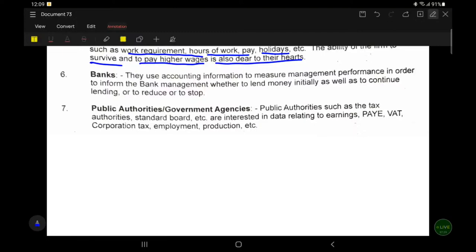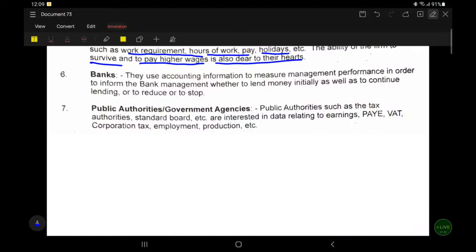So the banks also need accounting information to measure the performance of the business, and it will guide them to know how well they can lend their money in the form of a loan to the business, and as and when it is due, whether it can pay for it. These are the things that the bank looks out for from the accounting information, because this will give them a clue whether they should give loans to you as a company or not, or lend you money to start your business or not. So that is one thing about the banks.